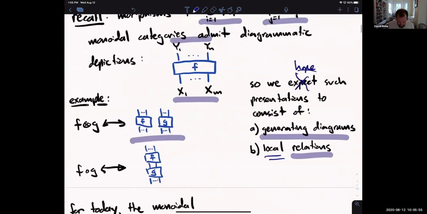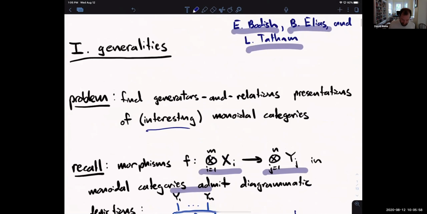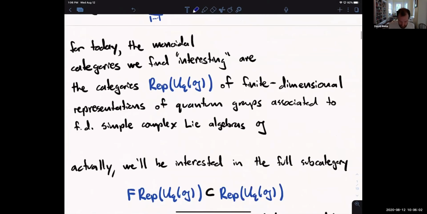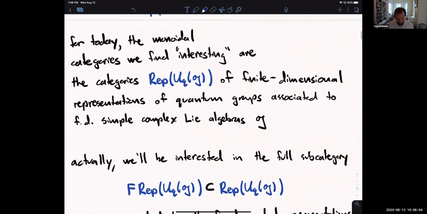So I had this word "interesting" up here. So today, my definition of interesting will be categories of quantum group representations. Specifically, I want to think about finite dimensional representations, and maybe I should even say type 1 finite dimensional representations, for those who know what that means.